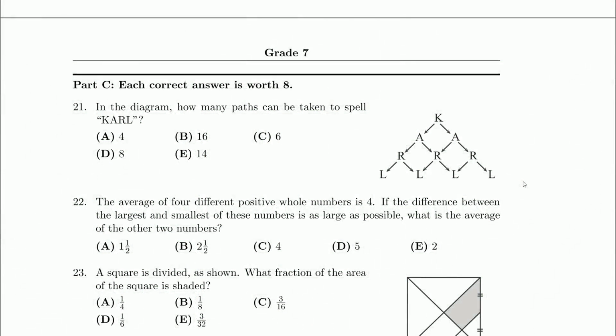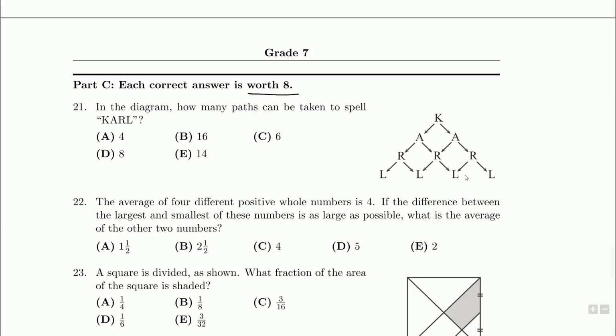We're on the very first question in C part. These are the last 5 questions on the contest, and they should be the hardest questions. That's why they are worth 8. So we're up to question number 21 here. In the diagram, how many paths can be taken to spell Carl?